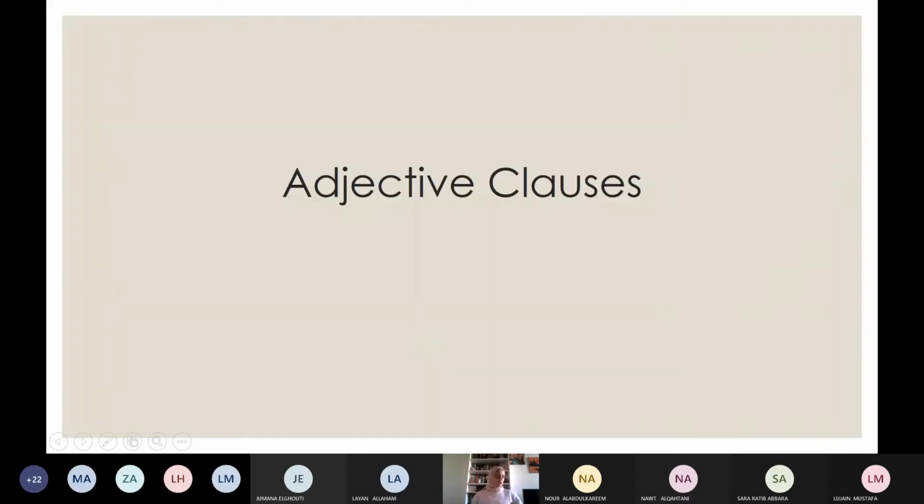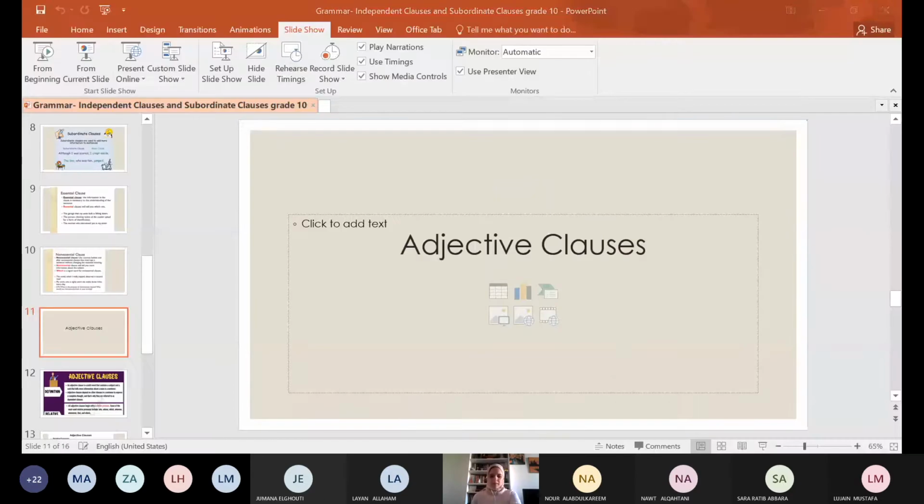That's it. So, before we move to adjective clause, let's answer. Page 153, girls. 153. Girls, are you with me? Yes, miss. 153. Start solving 153. Exercise, you identify the clause, whether it is independent or subordinate. So easy.